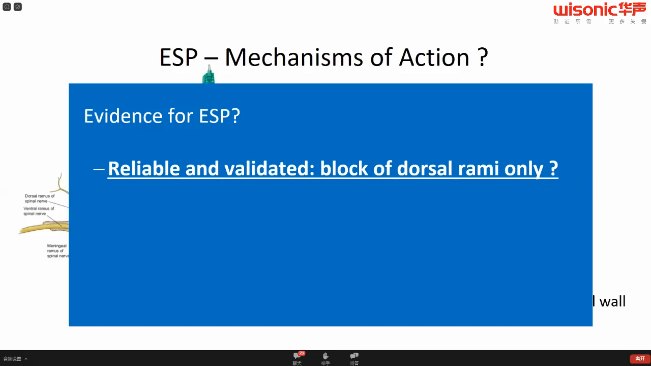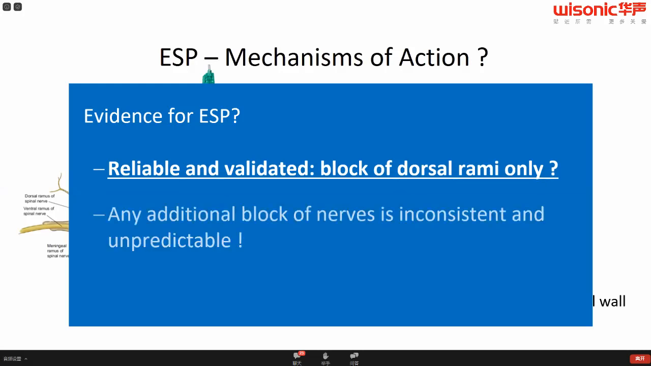Reliable and validated is only that the ESP blocks the dorsal rami. Any additional block of nerves, such as the spinal nerves or the sympathetic nerve, is inconsistent and unpredictable, but it would be very nice if we have a block of these other nerves.